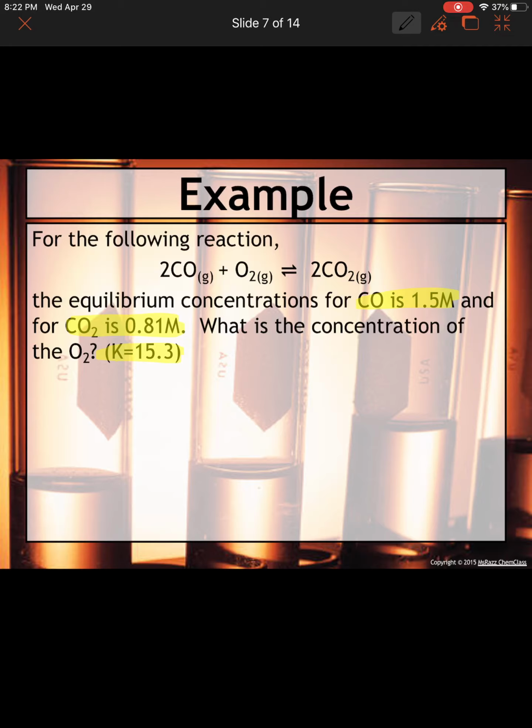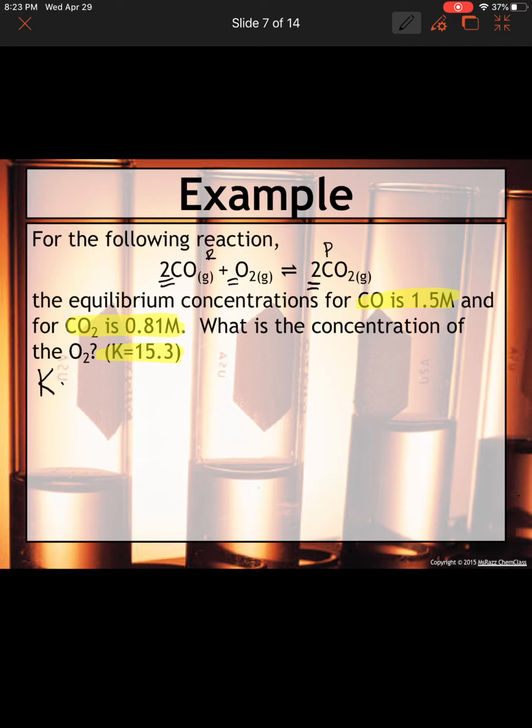So in order to solve this, my first step is to write my equilibrium expression. Okay, so to do that, it is your products over your reactants, and then we need to also include the coefficients. Okay, so my product is just CO2, right? This is my product. My reactants on this side are CO and O2.